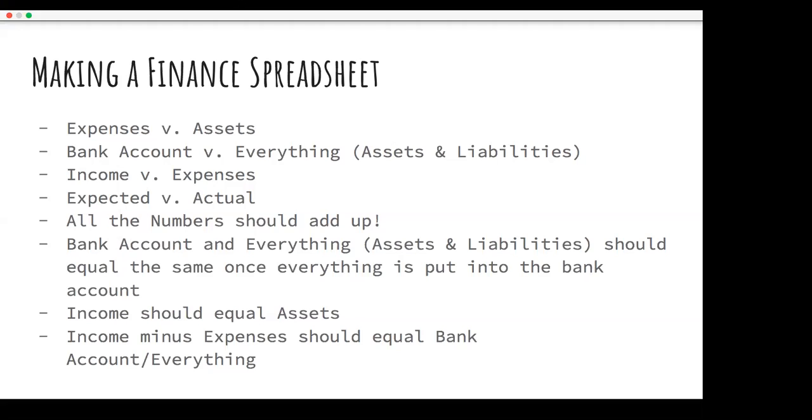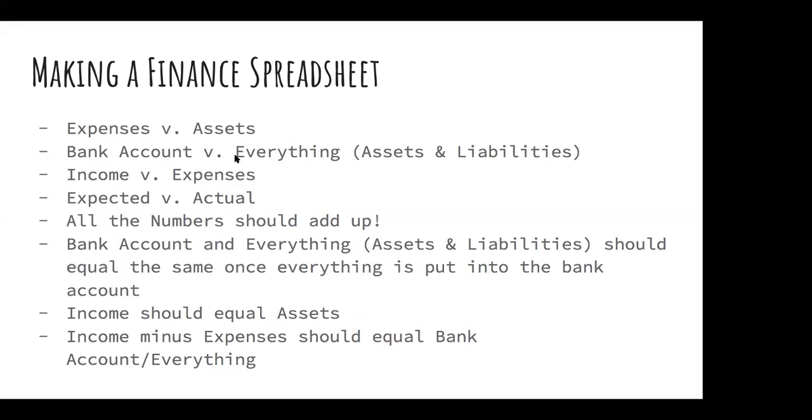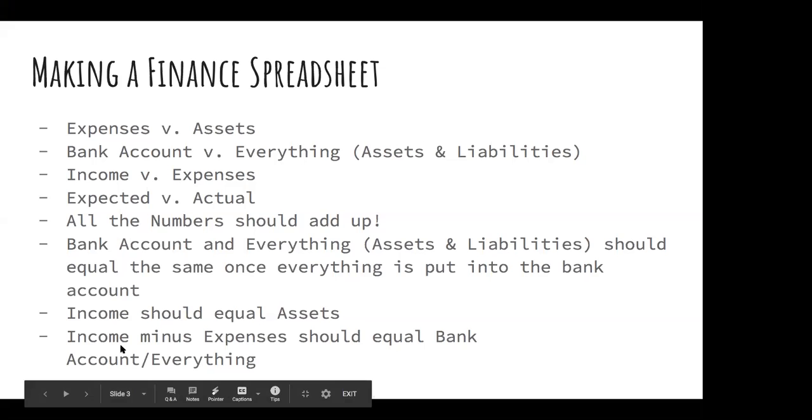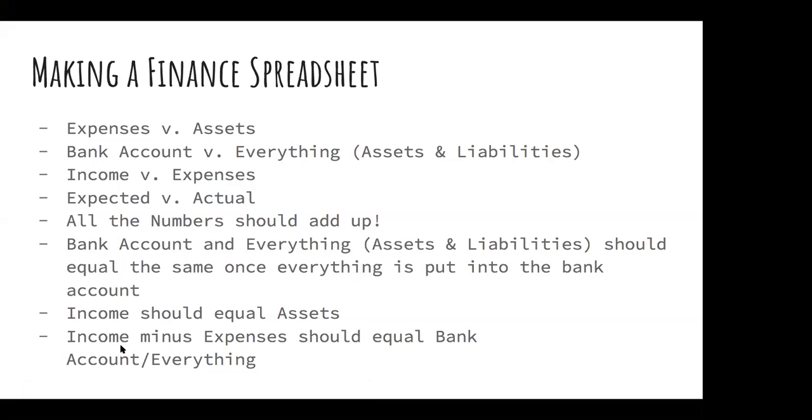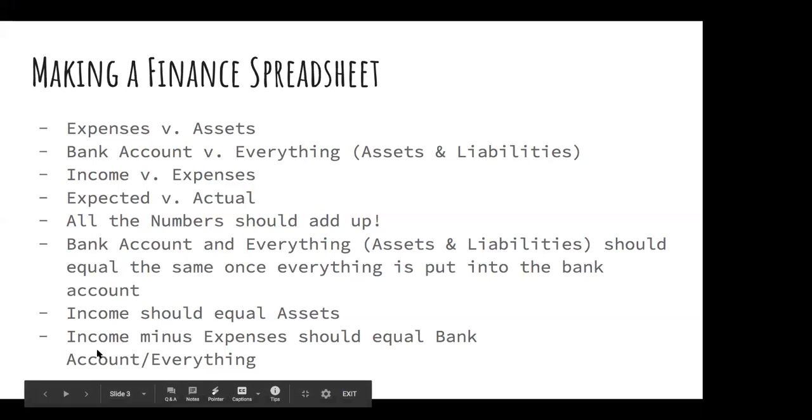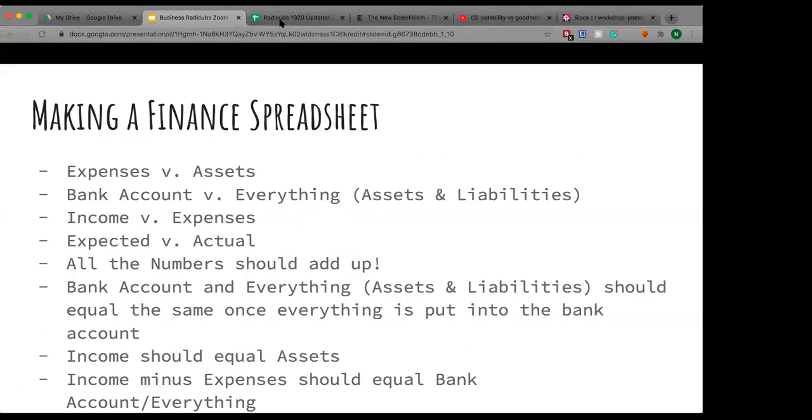And then income should equal assets. So that's the amount of money we've gained through sponsorships, fundraising, and donations, and it's on the income versus expenses sheet. And then income minus expenses should equal the number that's in our bank account, because those numbers should be the same. So I can show you guys what this looks like.